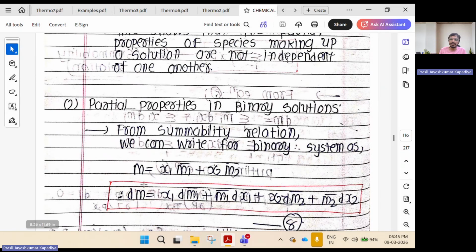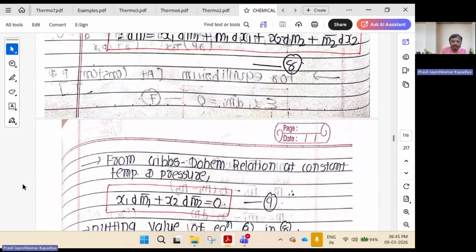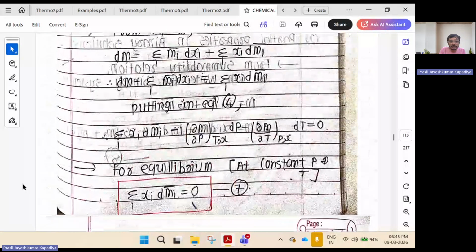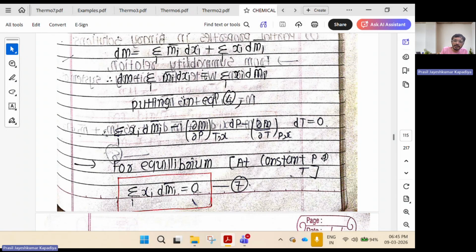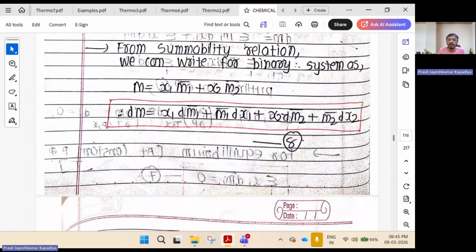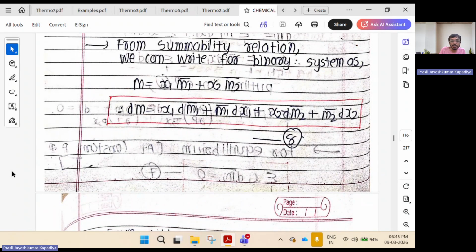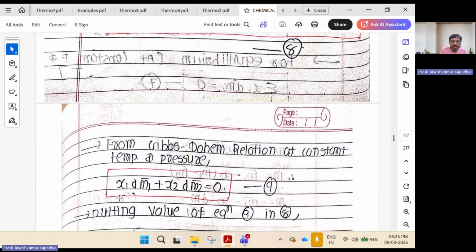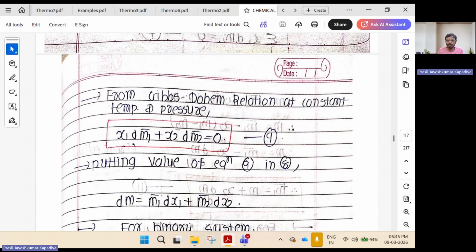So let's say I'm differentiating this equation again. My dm is x1 dm1 bar plus m1 bar dx1 plus x2 dm2 bar plus m2 bar dx2. Now what was my Gibbs-Duhem relation? The Gibbs-Duhem relation was that summation i xi dmi bar is equal to 0. So this means that x1 dm1 bar plus x2 dm2 bar is equal to 0. So these two terms cancel out, because of the Gibbs-Duhem relation. So we have dm is equal to m1 bar dx1 plus m2 bar dx2.